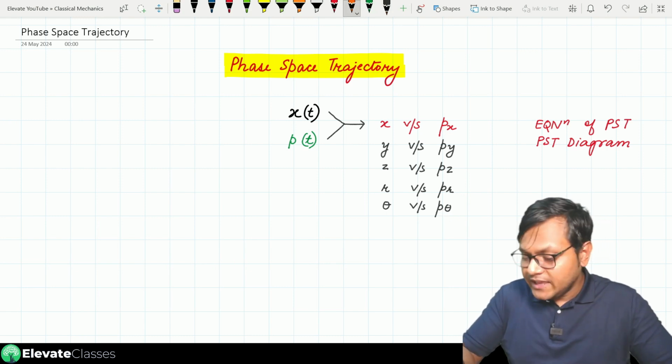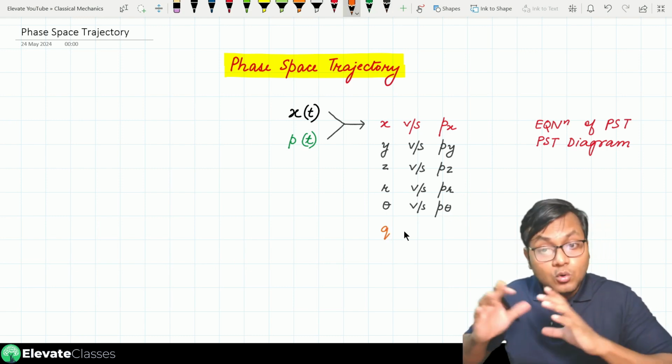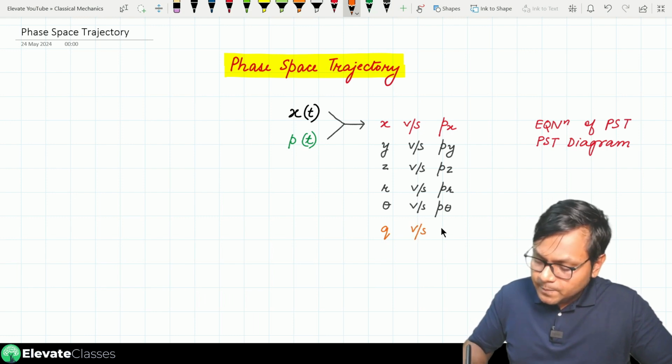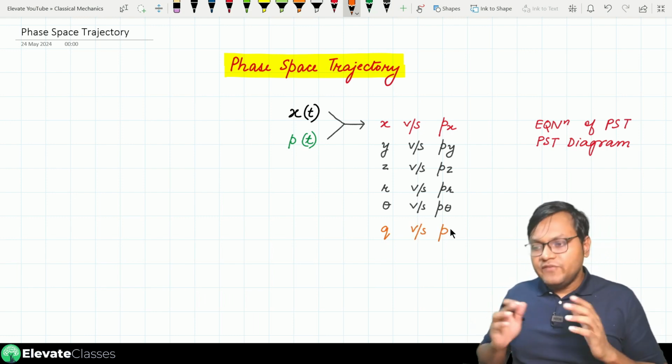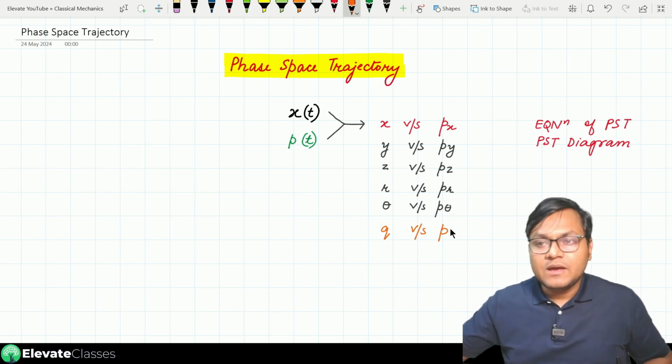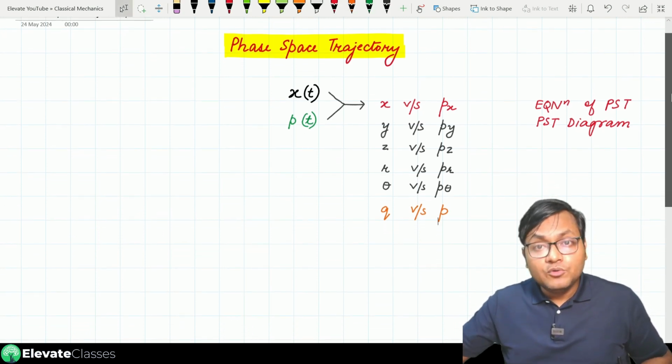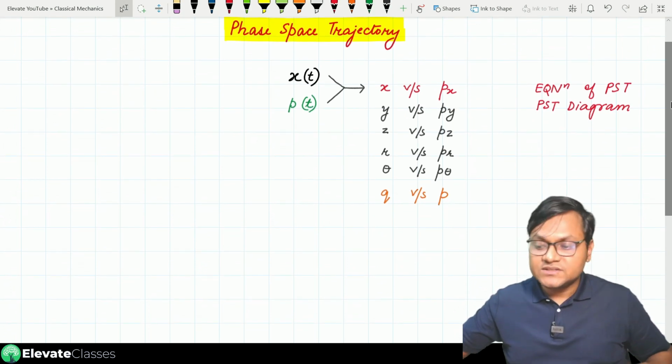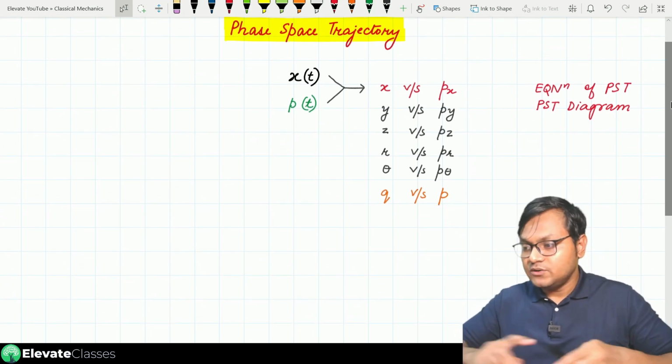Yeah, in general I can say q, which is a coordinate, versus p. All right. So a phase space diagram is essentially something that gives us information about the variation of the position and the momentum of a particular system as it evolves with respect to time.